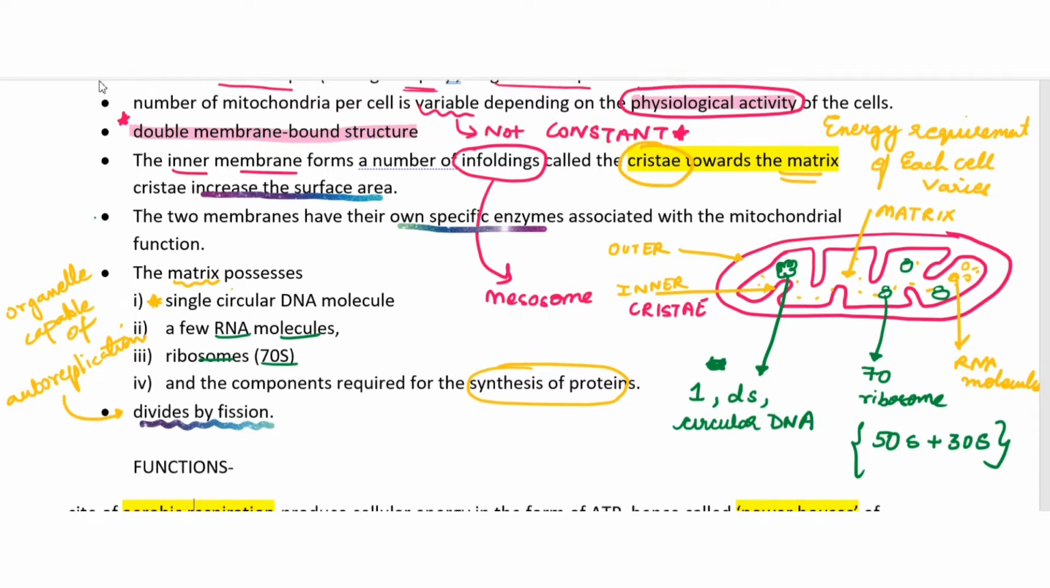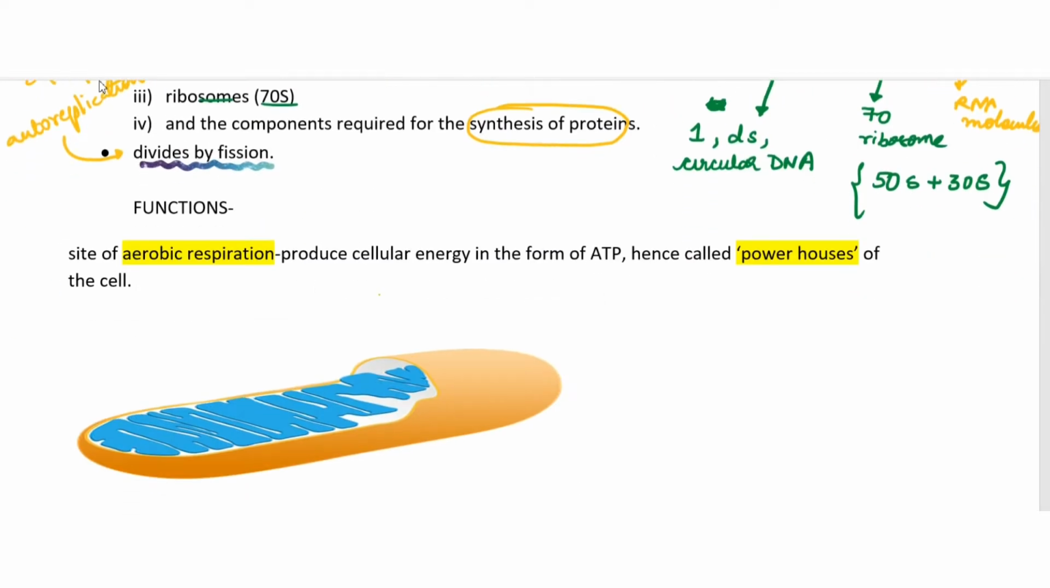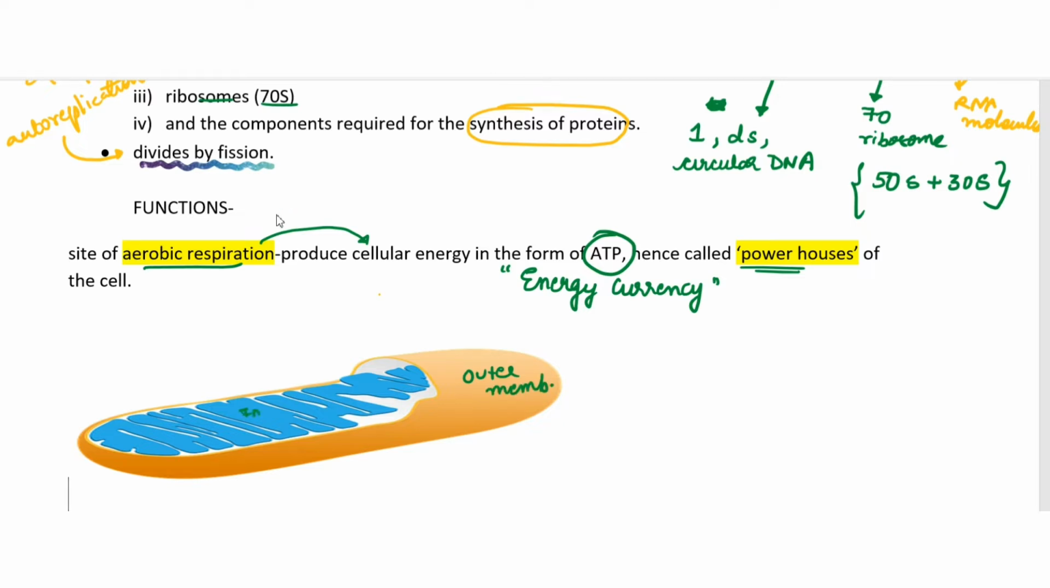So important. I told you mitochondria is known as the powerhouse of the cell, which means that mitochondria is the site of aerobic respiration and thereby producing ATP, energy currency of the cell. And it's important to remember that this aerobic respiration is associated with the inner membrane of the mitochondria, not the outer membrane. Why? Because it has specific enzymes. The inner membrane has specific enzymes required for ATP synthesis, aerobic respiration.